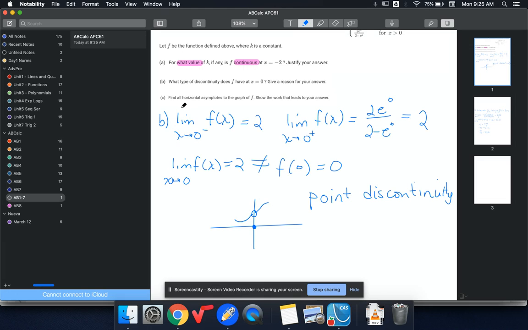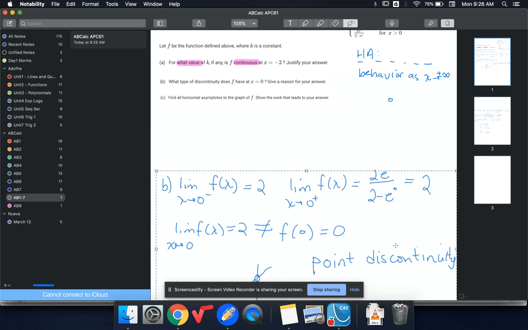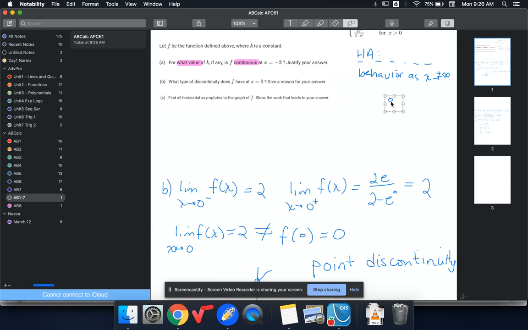So part C here, find all horizontal asymptotes. So a horizontal asymptote is my behavior as x is going to plus or minus infinity. So again, I'm going to slide this down. So really what I'm looking for here are my limits.